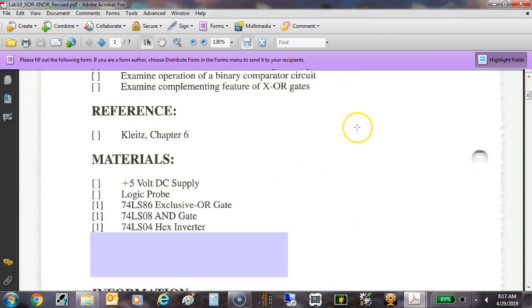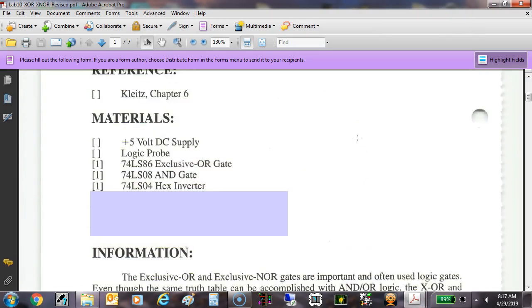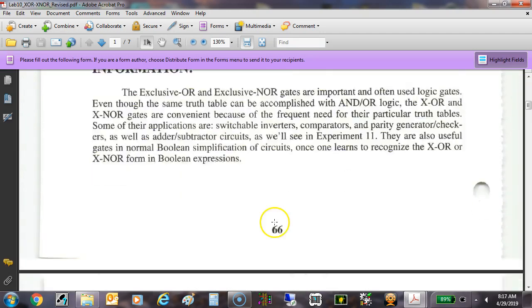Now we don't have an exclusive NOR gate. We're going to use a 7486, which is an exclusive OR gate, but then we're going to simulate an exclusive NOR by inverting the output with a 7404. That makes sense? So you'll get the same truth table. It's just that it's inverted. So we've got the 7486 with the 7404.